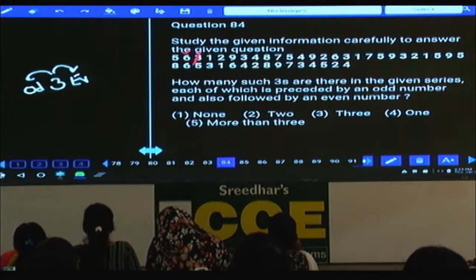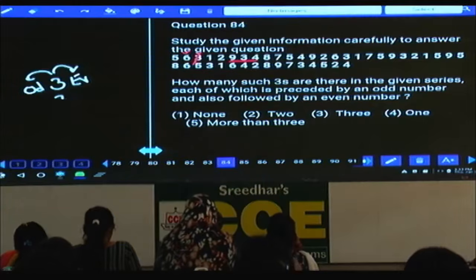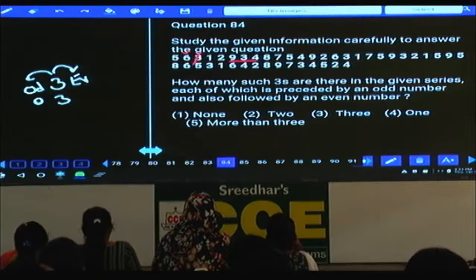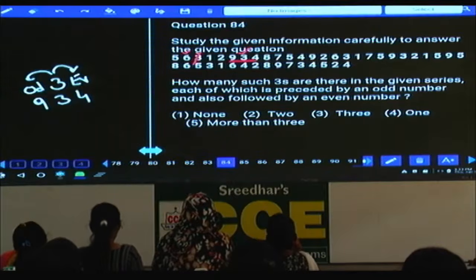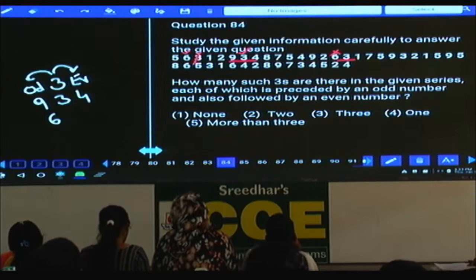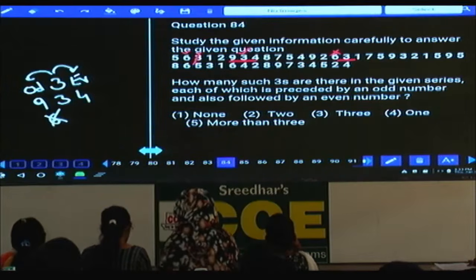Then next one 3. Now tell me whether we have to take this one or not. 3 preceded by 9, 9 is an odd, and followed by 4, 4 is an even. Next directly go to 3. Where is the next 3 here? Now here. Tell me whether we have to take this one or not. 6, 3, 1. Now this 3 is preceded by an even number, not odd, and that cannot be taken.